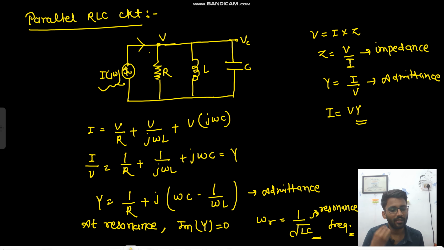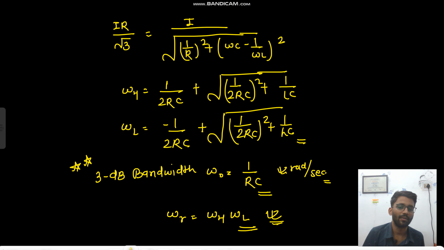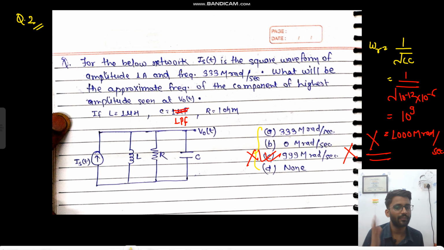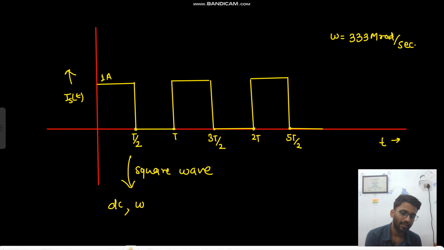The current will always be 5 ampere. Okay, so the current will be the same for all the frequency components. But here, what is this? Square wave, right? This is a square wave. What frequency components will it have? DC, omega naught, 3 omega naught, 5 omega naught, and so on.